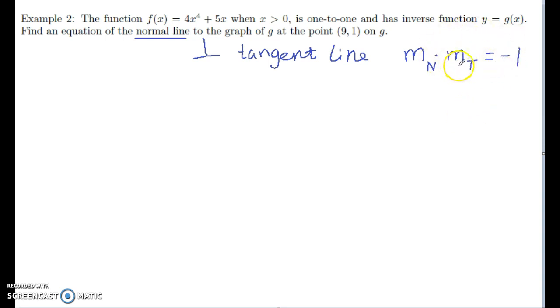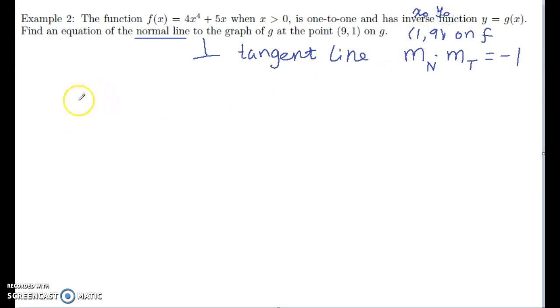So in order to find a normal line, we need the slope and then use point-slope form to write out the equation. In order to find the slope, we need to find the derivative g prime and plug in the value 9. If the point (9, 1) is on g, then the point (1, 9) is on f. So in this case, the x0 we're talking about is 1, and the y0 is 9.